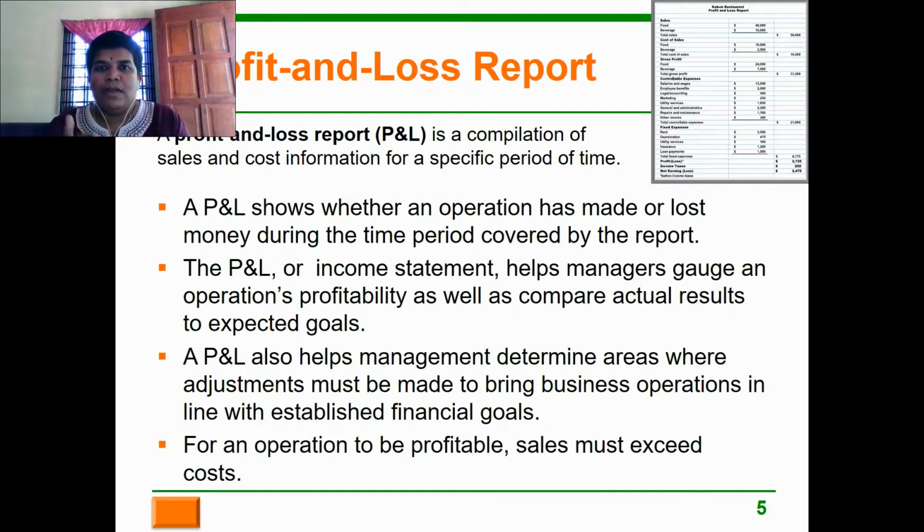Then we will have a profit and loss report. A profit and loss report is a compilation of sales and cost information for a specific period of time. In short, a cost and profit record, we call it a P&L, shows whether an operation has made or lost money during the time period covered by the report. The P&L or income statement helps managers gauge operation profitability as well as compare actual results to expected goals. A P&L also helps management determine areas where adjustments must be made to bring the business operation in line with established financial goals. For an operation to be profitable, sales must exceed cost. Revenue must exceed cost. Then only can we see a profit.